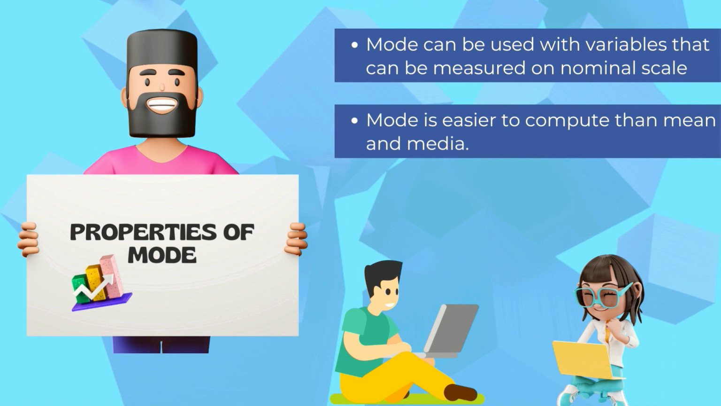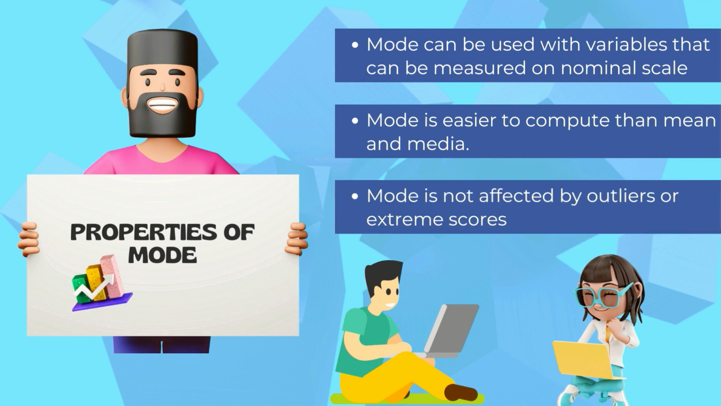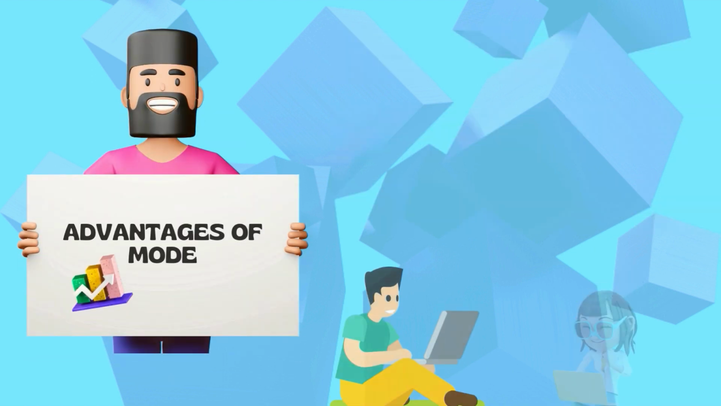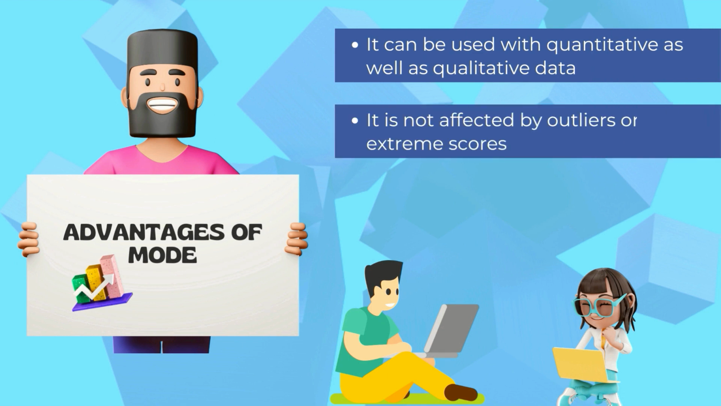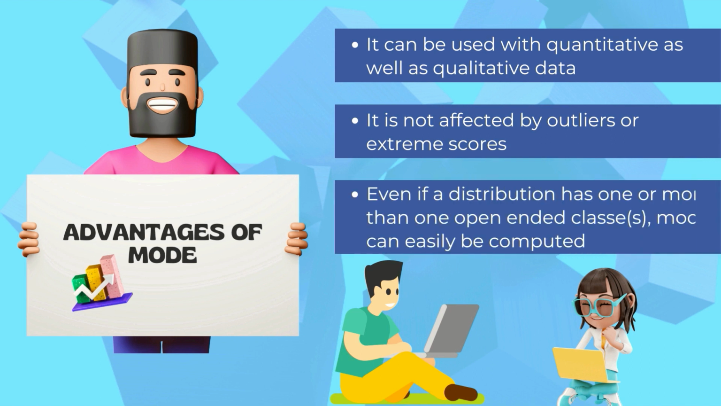Mode is easier to compute than the mean and median. If we compare the easiness, then definitely mode is easier. Mode is not affected by outliers or extreme scores, similar to the median. As far as the advantage is concerned, it can be used for qualitative as well as quantitative data. So this is a major advantage. Even if the distribution has one or more open-ended classes, mode can be easily computed. You will see in your calculation as well.